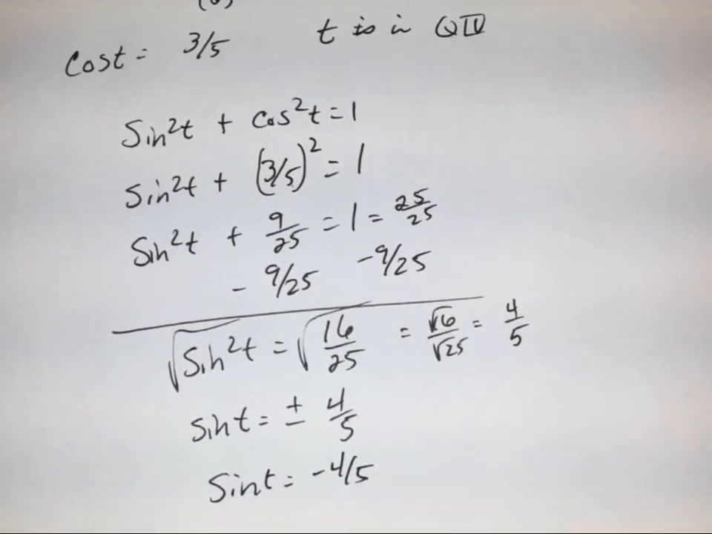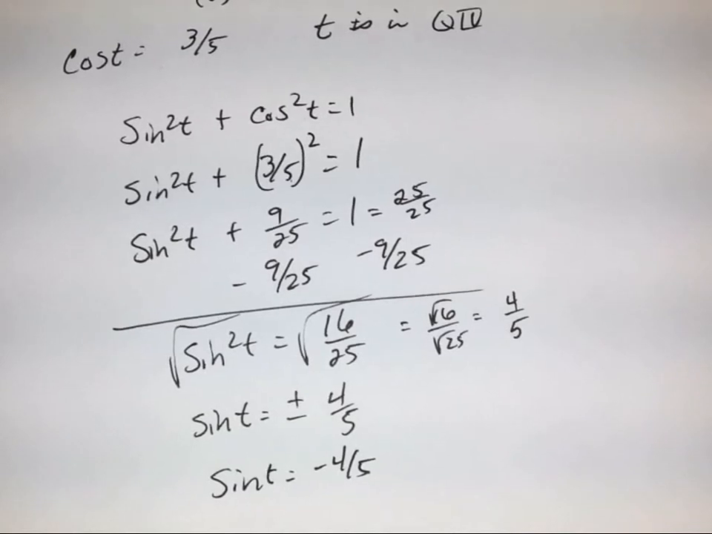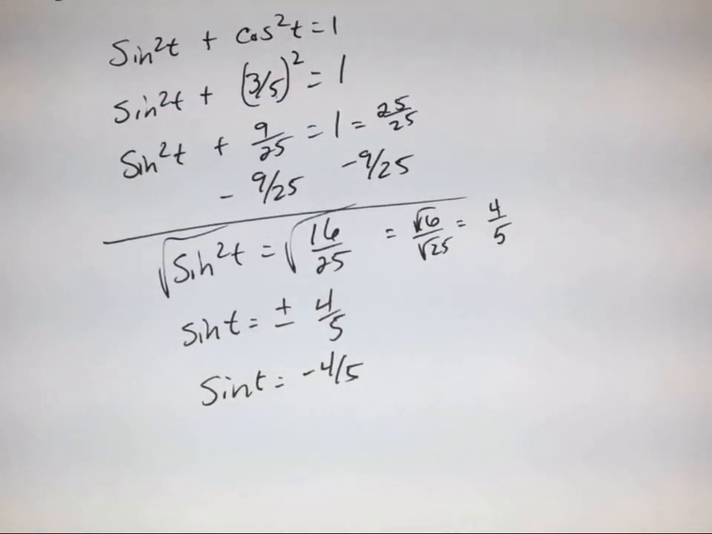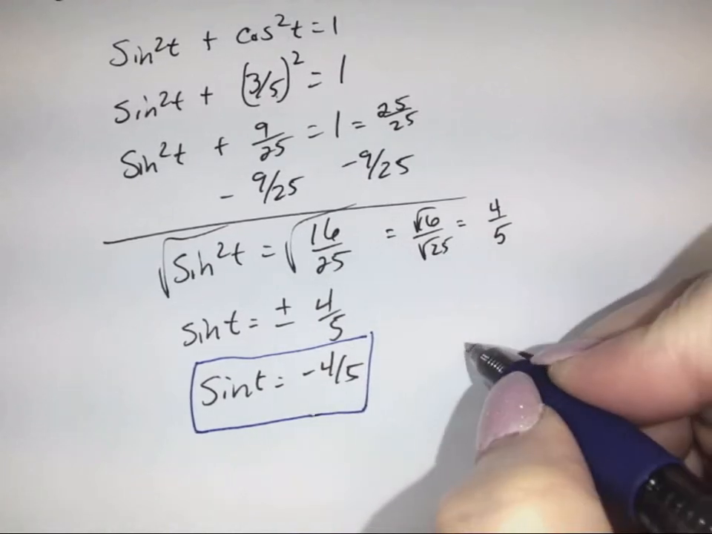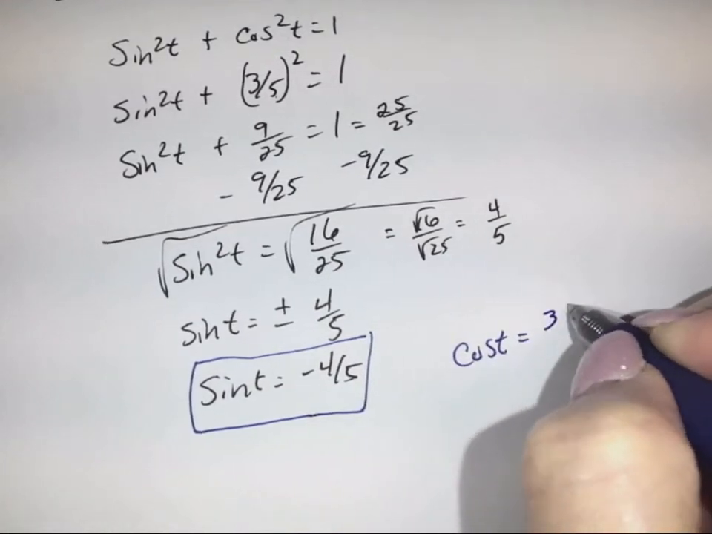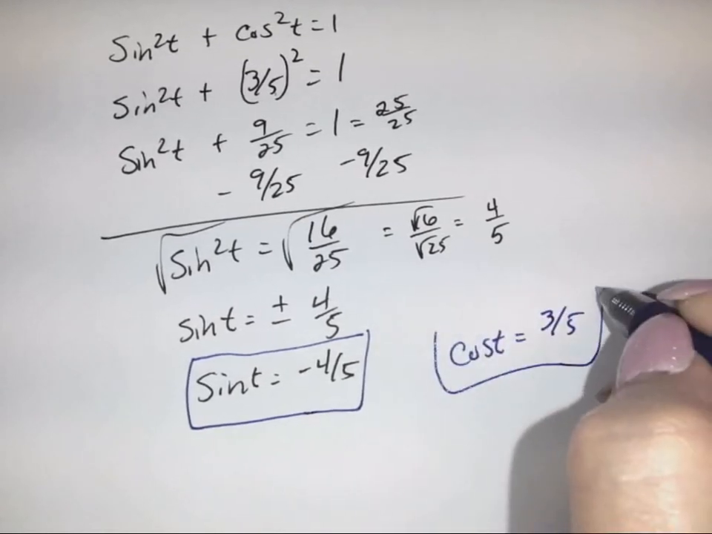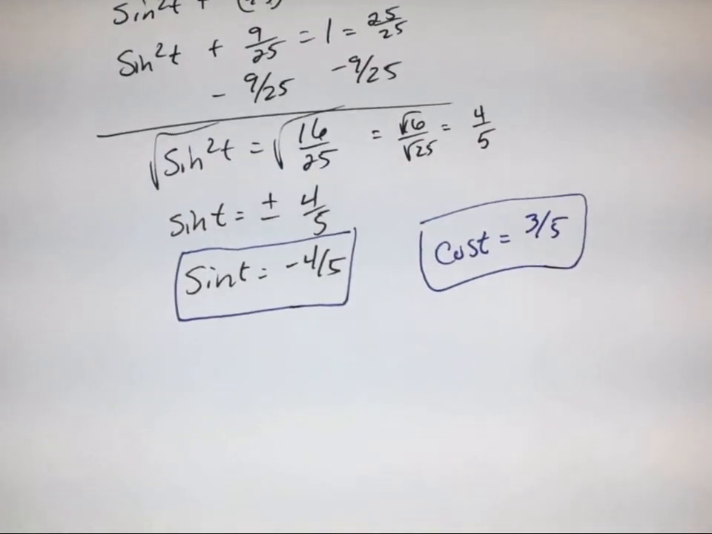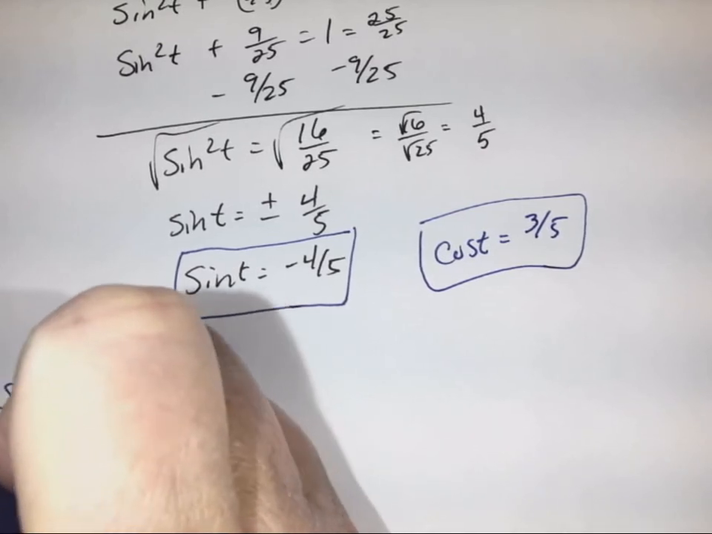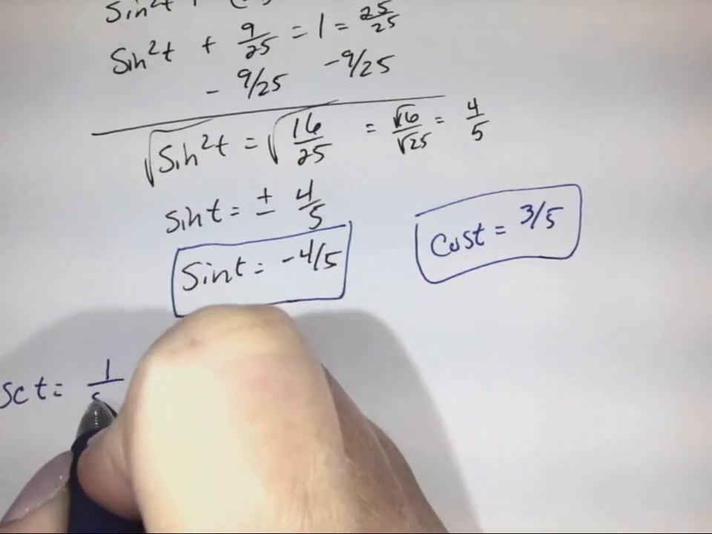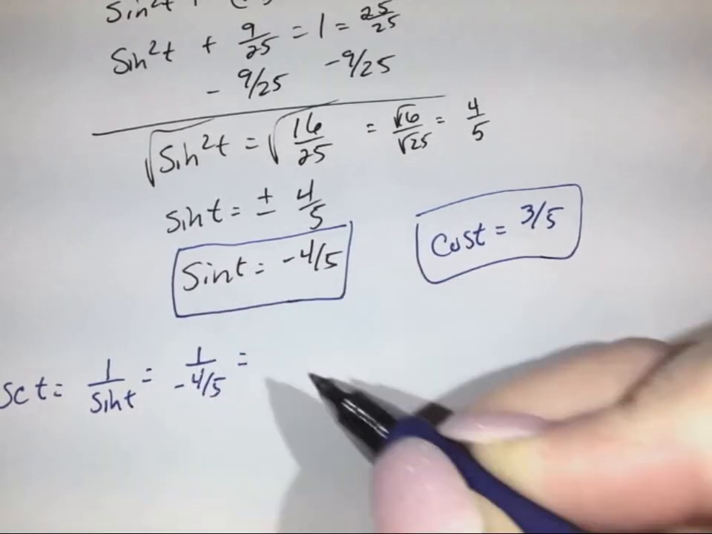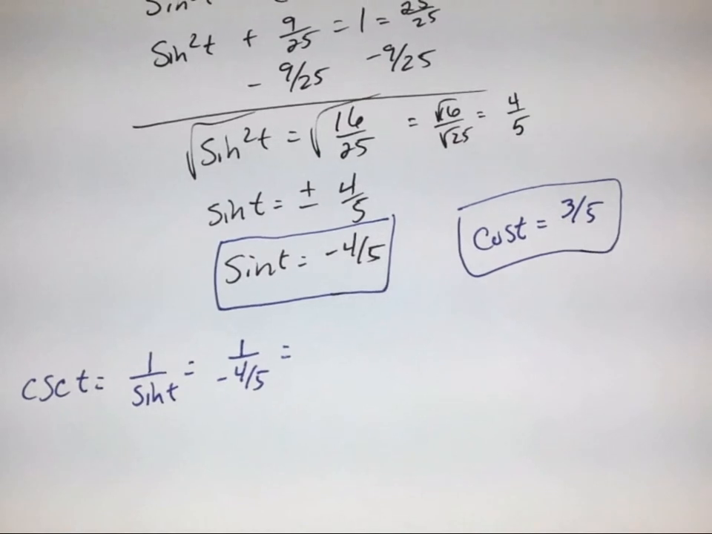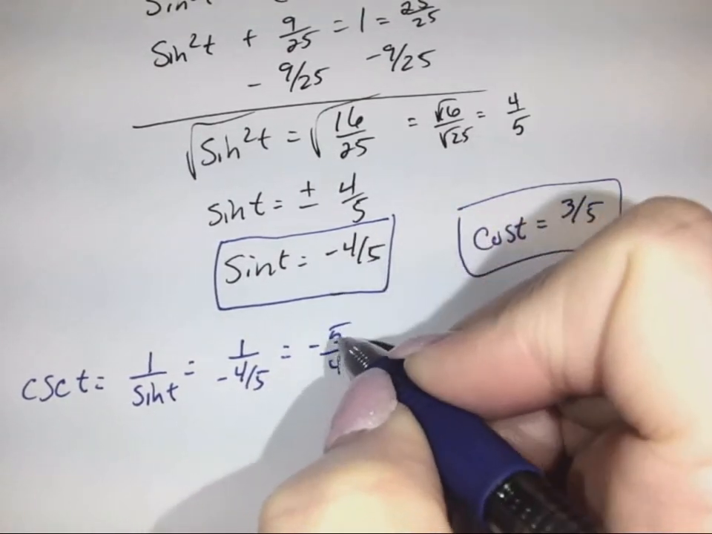Now from there, we can figure out the other trig functions. So we already know that we have our sine t right here, and we were given our cosine t. Remember, our cosine t was equal to 3/5. So that helps us find the other ones. So cosecant t is a reciprocal identity of 1 over sine t. So that'll be 1 over negative 4/5. Don't divide by fractions, multiply by the reciprocal. We end up with negative 5 over 4.